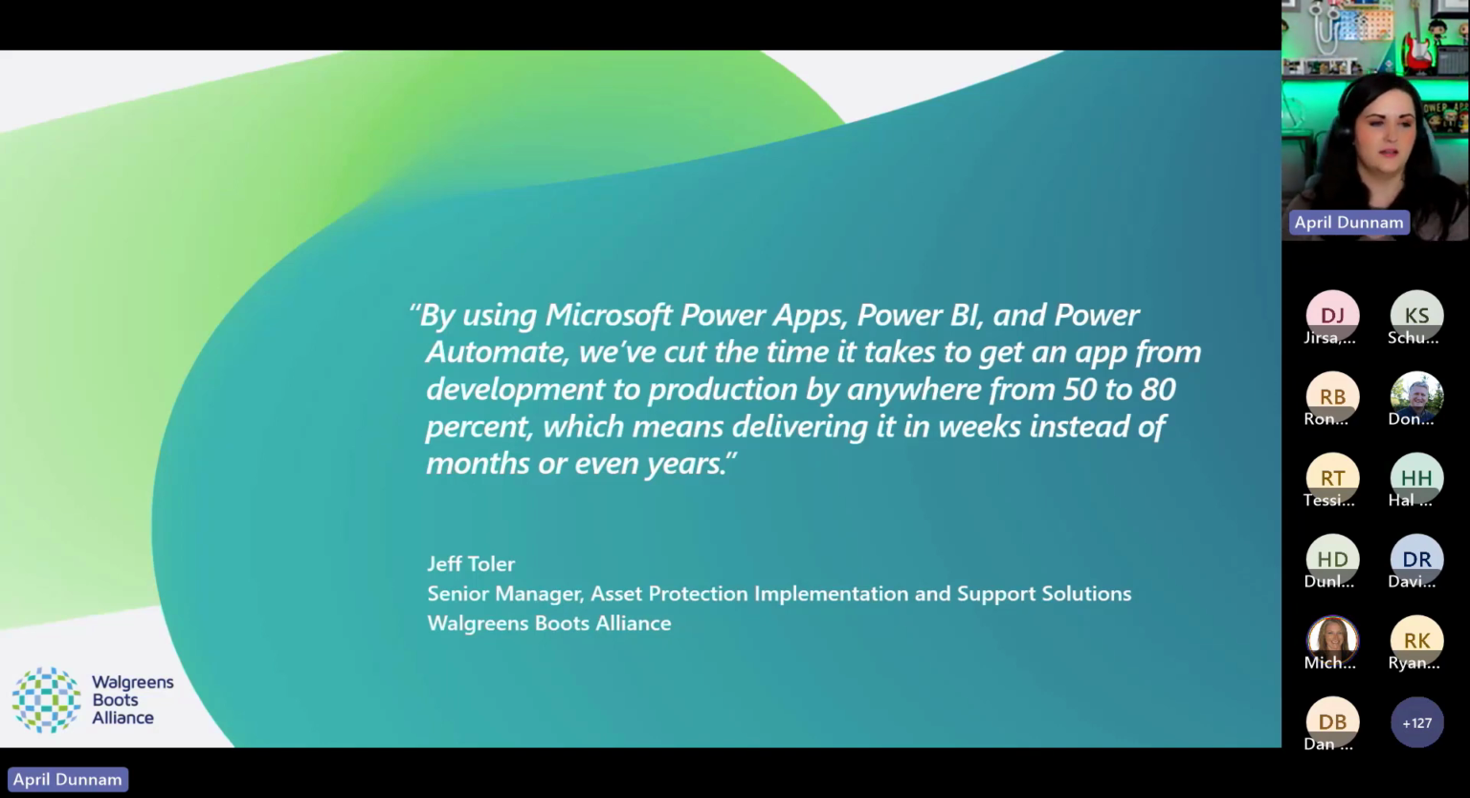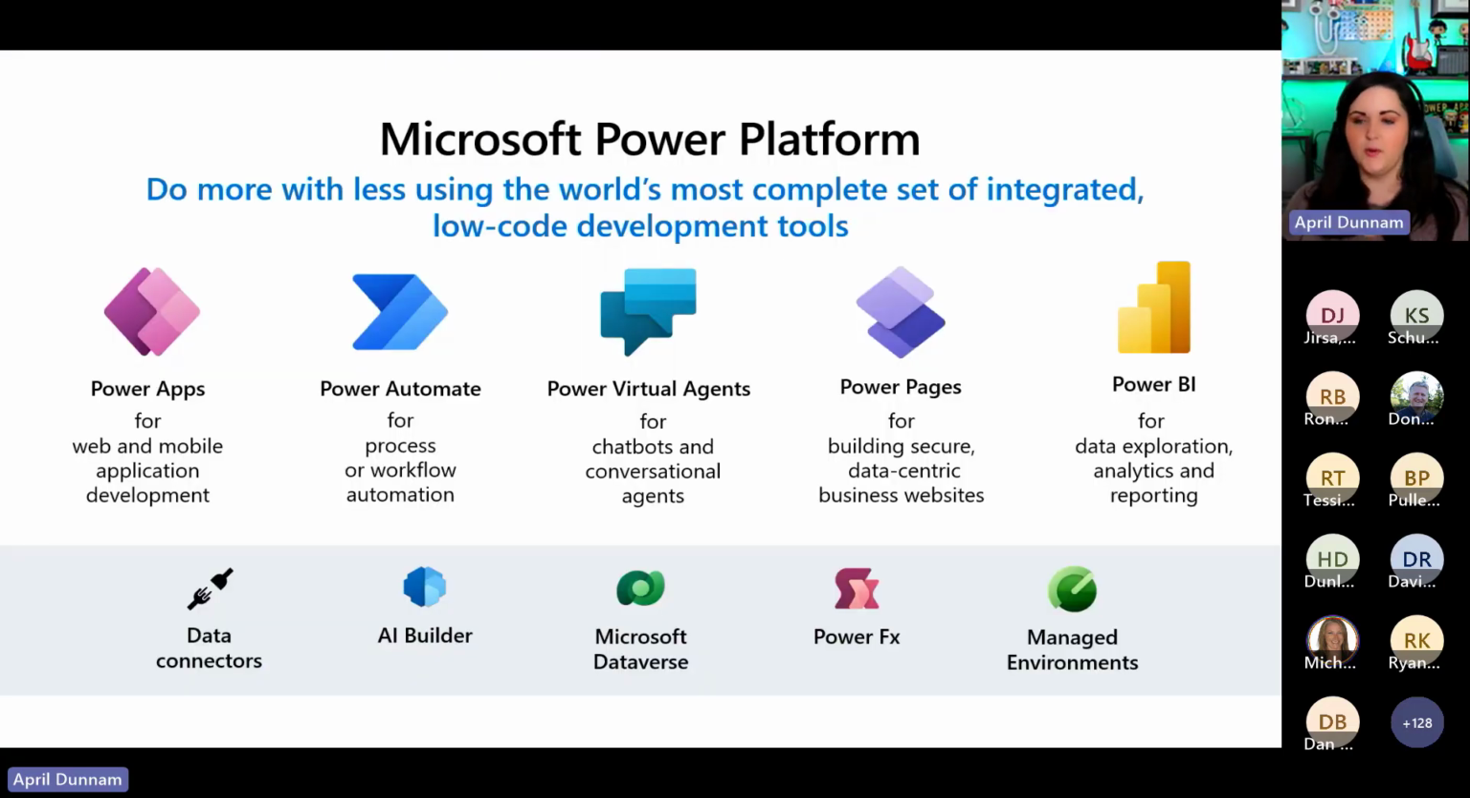I just love this case study here. By using the Power Platform, Walgreens Boots Alliance was able to reduce app development time for production by anywhere between 50 to 80%. They're delivering in weeks rather than the months or years it was taking before. This shows how low-code solutions like the Power Platform are making it even easier and faster to build solutions.